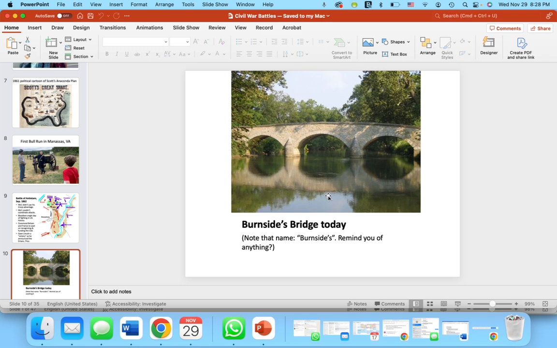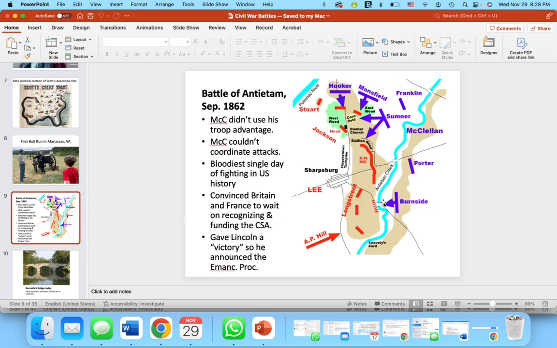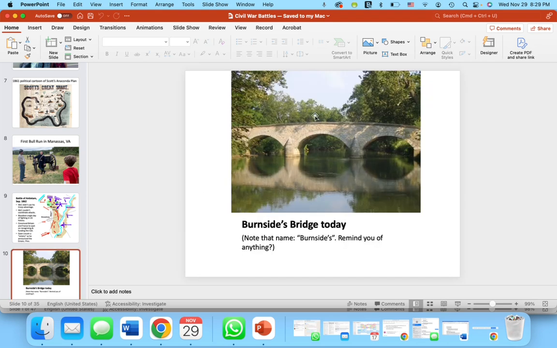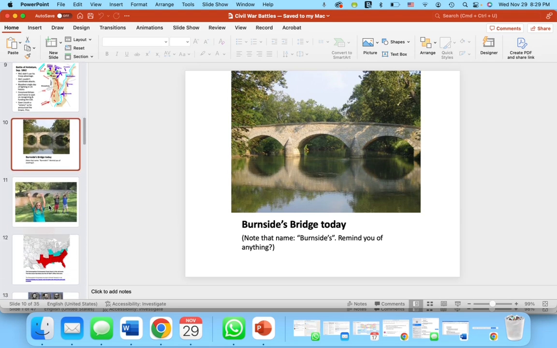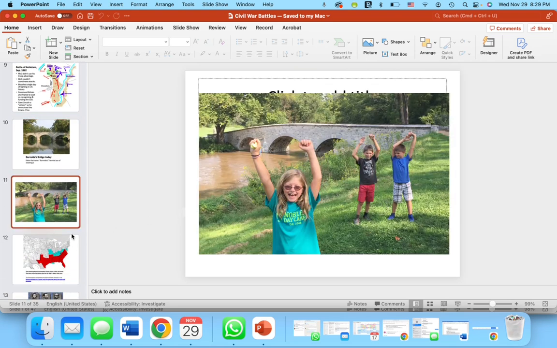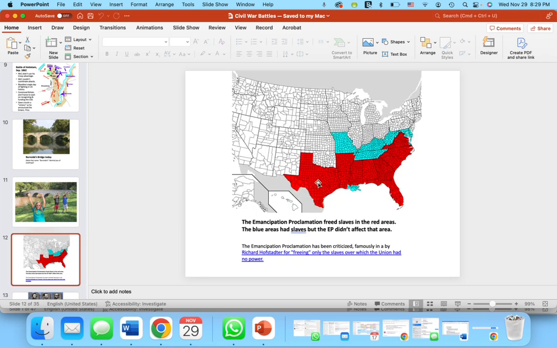Here is the famous Burnside's Bridge. Okay, this is down here in the South, and this is some of the bloodiest fighting in American history. Okay, and they're my kids. I took them there a couple years ago. So again, we have the South, and here are those border states.